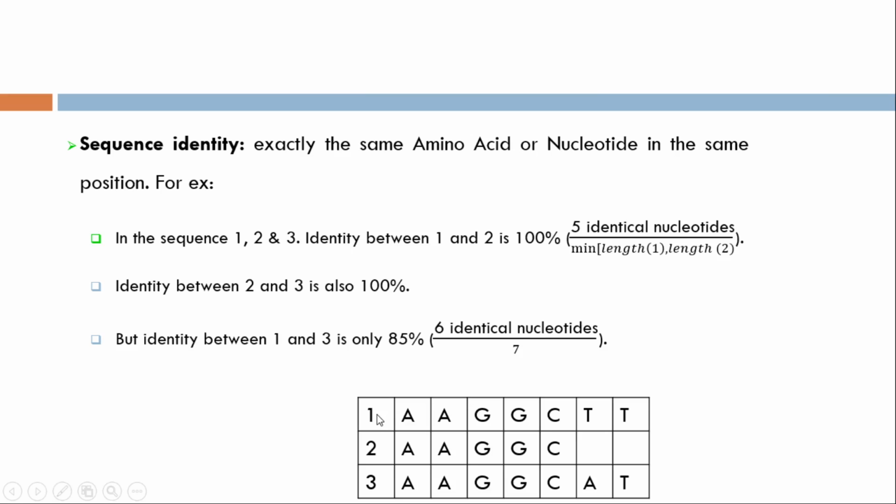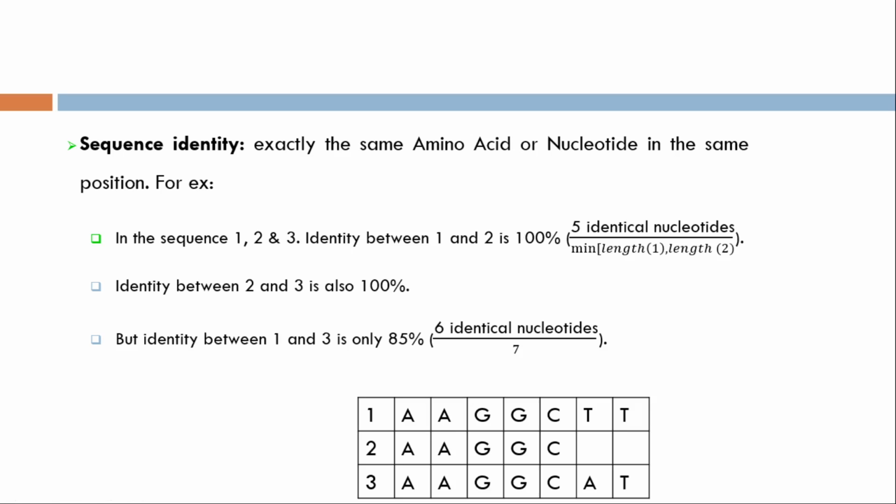Means you have to check how many bases sequence number 1 has and sequence number 2 has. You have to consider the sequence which has the minimum number of bases. In this case, sequence number 2 has the minimum number of bases, that is 5 only. So I am not going to use 7; I can leave sequence number 1. So 5 divided by 5 multiplied by 100 gives you 100% identity. This is the way you can calculate the sequence identity.